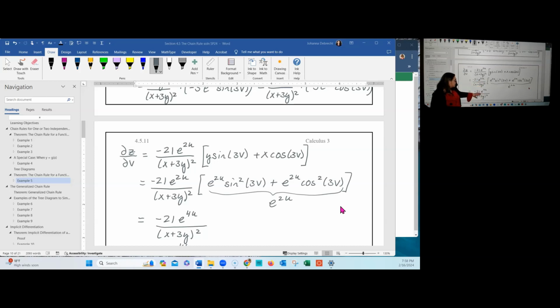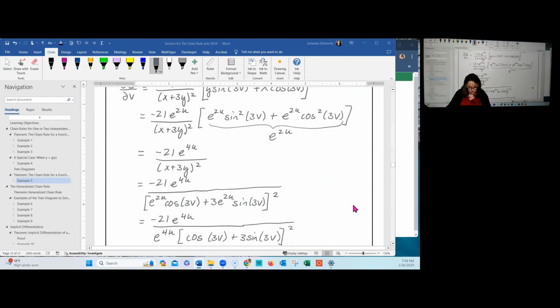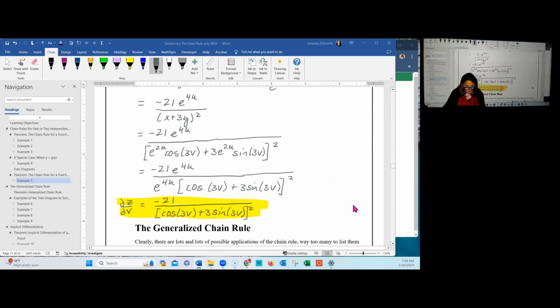So that we end up with negative 21 e to the 4u divided by the quantity x plus 3y all squared. Again, perhaps there's more simplification that can occur, so I went ahead and substituted for the x and the y in the denominator there. You'll see that it doesn't actually simplify that much more. In some ways, it might be better to leave it in terms of u, x, and y. Notice that though we did the partial with respect to v, we ended up with something that was a function of u, x, and y, which is a little surprising.